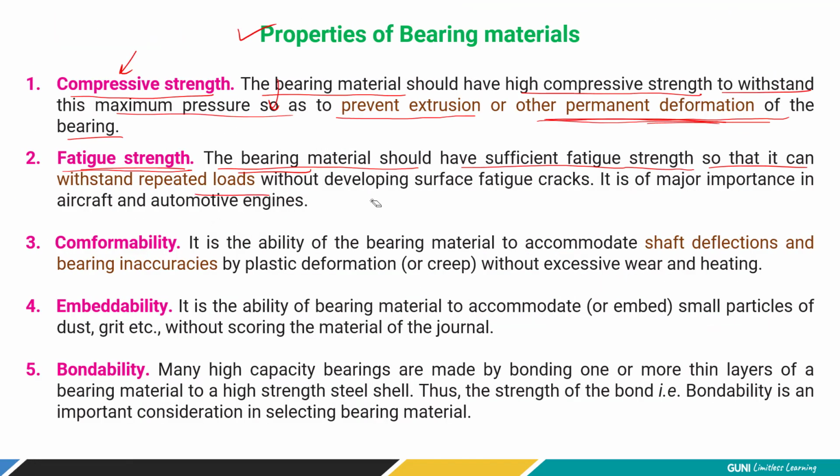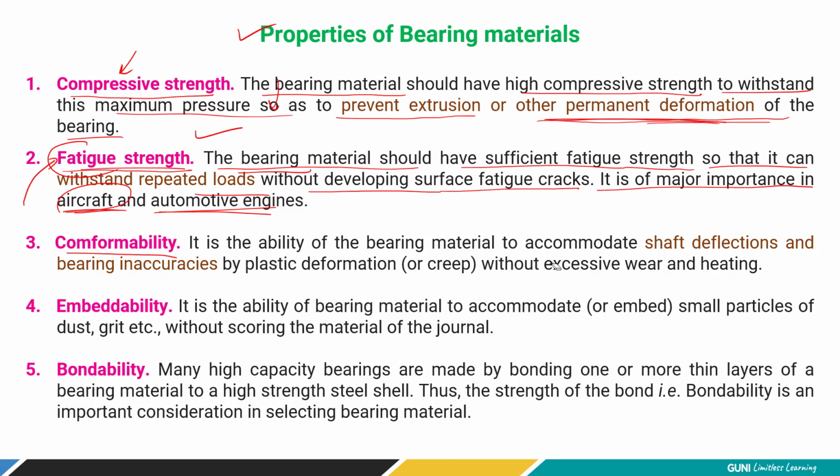So it must withstand repetitive load without developing surface fatigue cracks, which is of major importance in aircraft and automotive engines. Now, why aircraft? An aircraft is simply floating in the air. If the engine stops because of failure of the bearing, you know what is going to happen. There is going to be a direct accident, right? Fatal casualty, so it is not allowed. So whenever a bearing is used in aviation or aircraft engines, it must have sufficient fatigue strength. Basically, the bearings used in these two industries, aircraft and automobile engines, must have good fatigue strength.